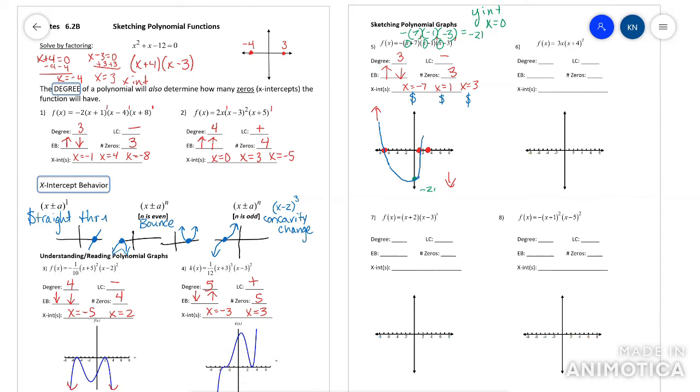So this line's going to go and hit this y-intercept at negative 21. It's going to cut straight through at 1. It's going to cut straight through at 3. And I put my arrow off a little further than I should have. It's going to end with an arrow going down like that. Ta-da! That's how you graph it.